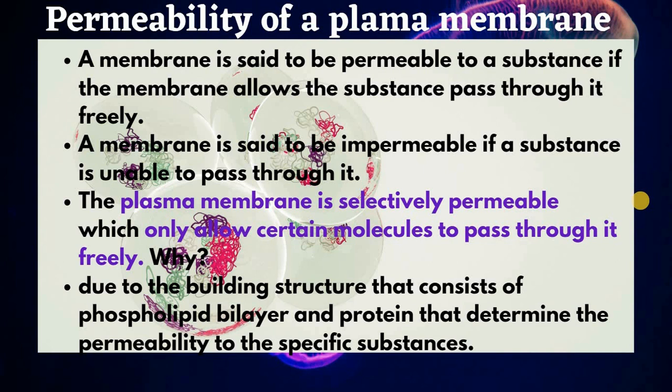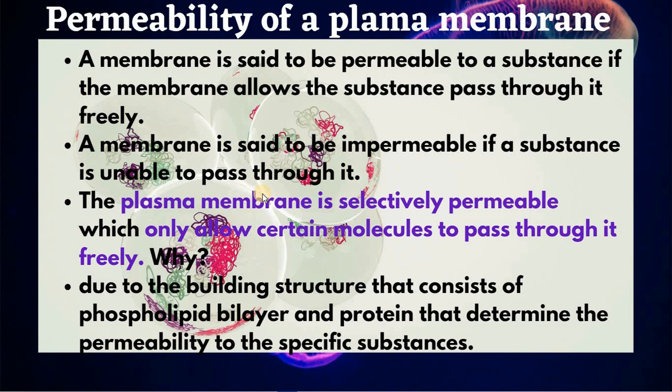Okay, we go to the explanation. First, a membrane is said to be permeable to a substance if the membrane allows the substance to pass through it freely. Make sure you can understand that.